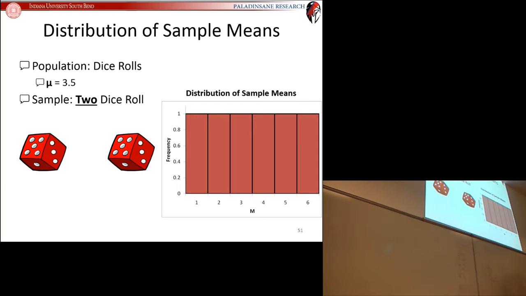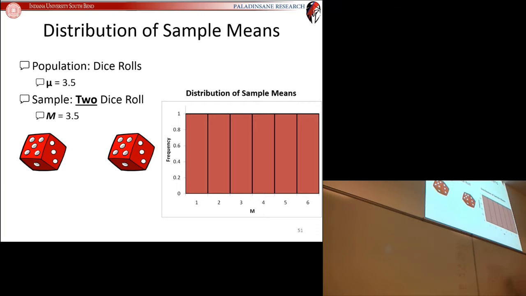If we get a 5 plus a 4, that would give us a mean of 4.5, and so on and so forth until we have every single possible sample that we can get from rolling 2 dice. There's 36 possible samples that we can get from rolling 2 dice. If we take all of them and we put them into a frequency distribution, first thing we're going to notice is that the mean is 3.5.